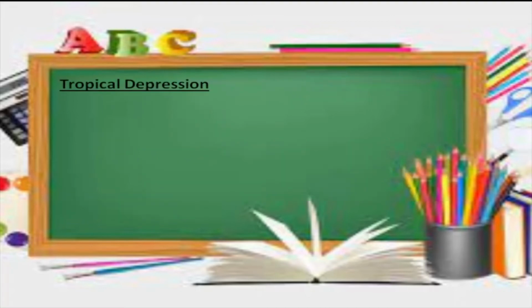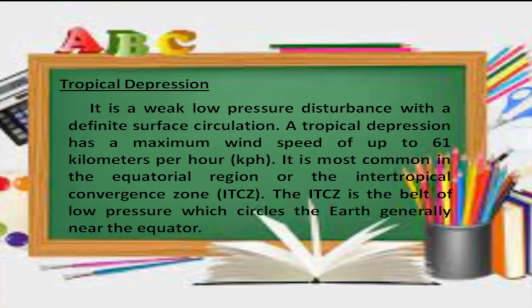Another is tropical depression. It is a weak low-pressure disturbance with a definite surface circulation. A tropical depression has a maximum wind speed of up to 61 km per hour. It is most common in the equatorial region or the Intertropical Convergence Zone. The ITCZ is the belt of low pressure which circles the Earth generally near the equator.